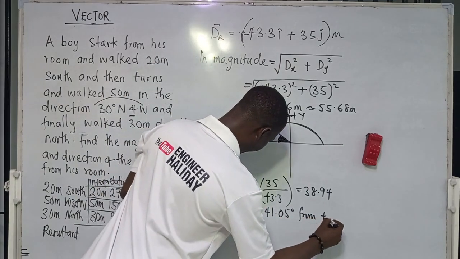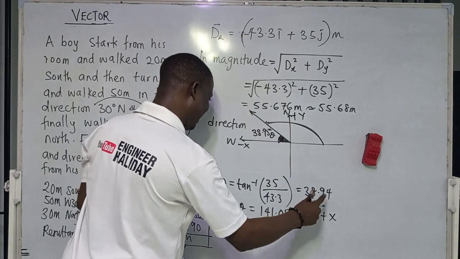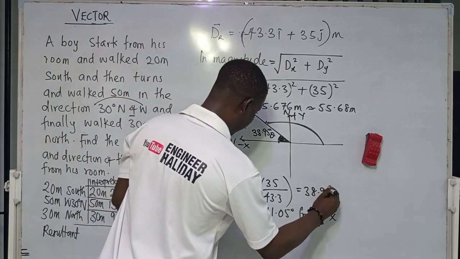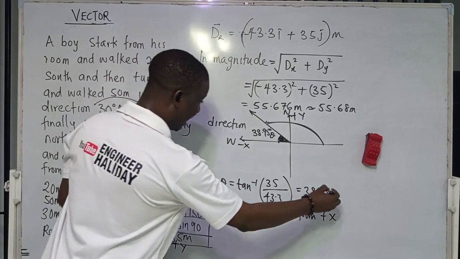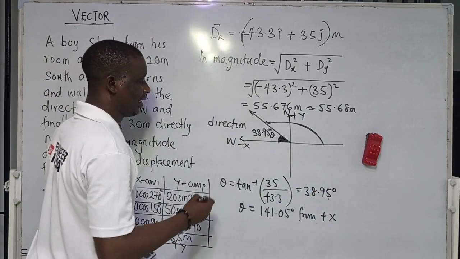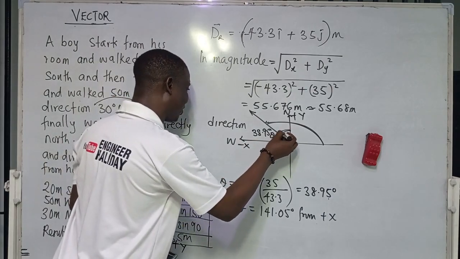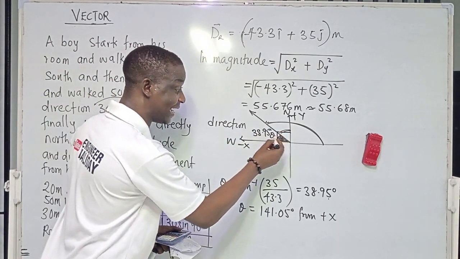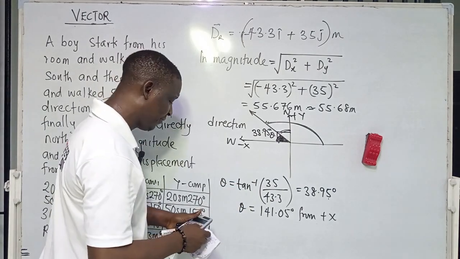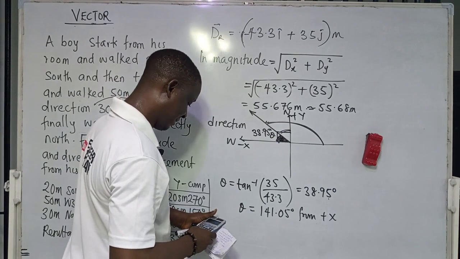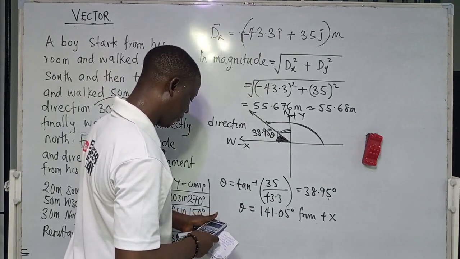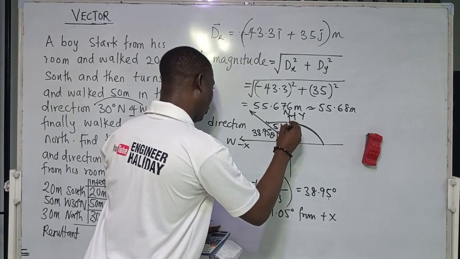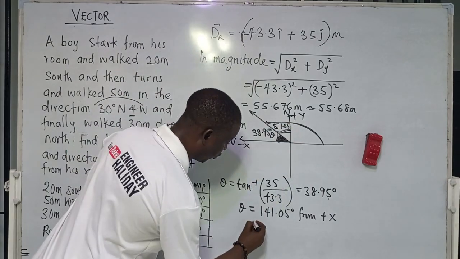From the positive x-axis. But if you are using this 38.94, which is approximately 38.95 angle, the direction, if you want to use it, what do you do, class? Don't forget that we can get this angle here. Have you forgotten that from here to here is 90? So if that is 90, that 90 minus 38.95, what do we have? We have 51.05.